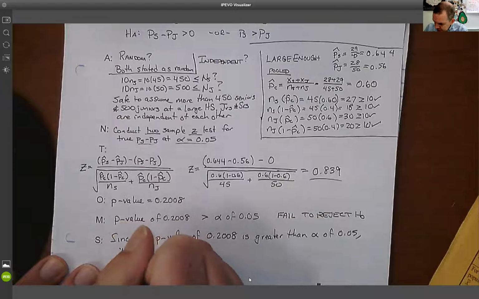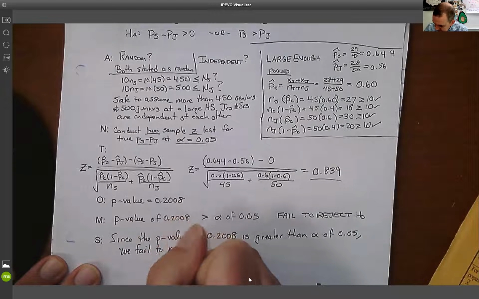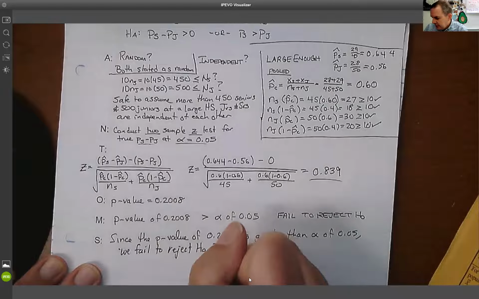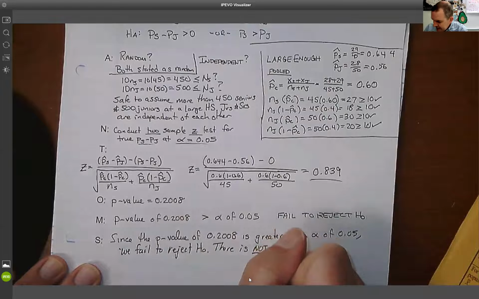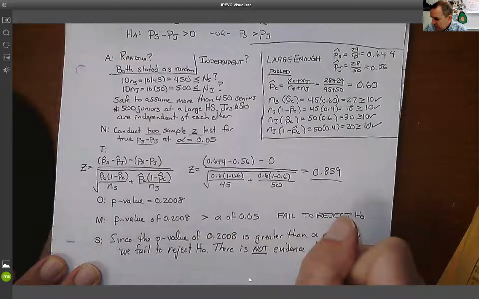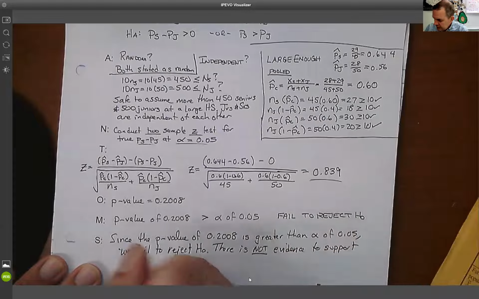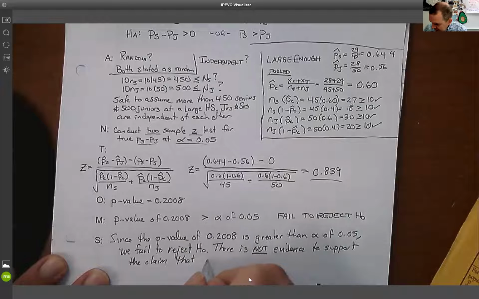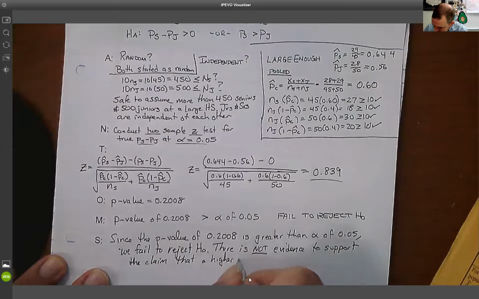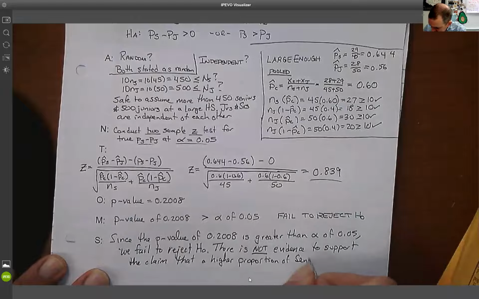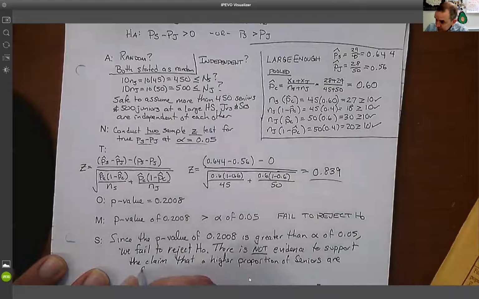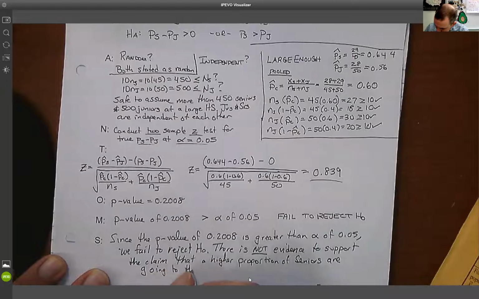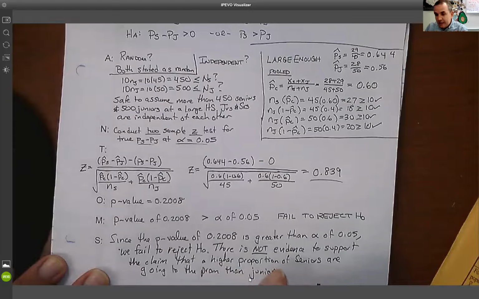We fail to reject the null hypothesis. There is not evidence to support the claim that a higher proportion of seniors are going to the prom than juniors. Okay, so again, this final sentence, and let me just emphasize this again.